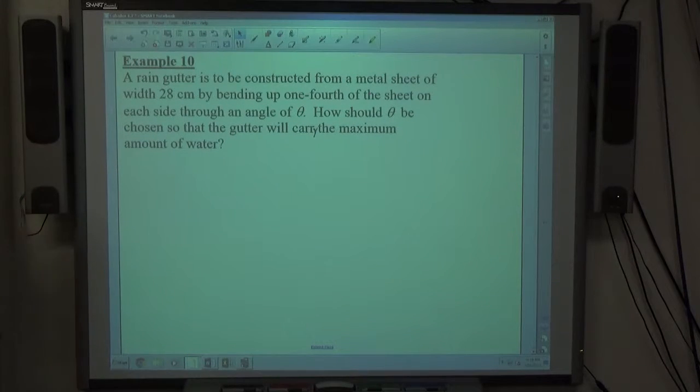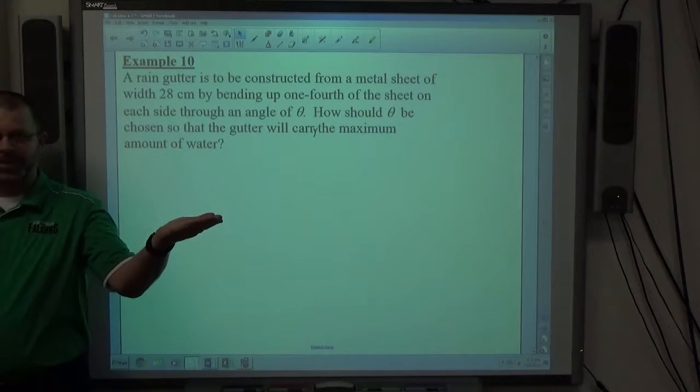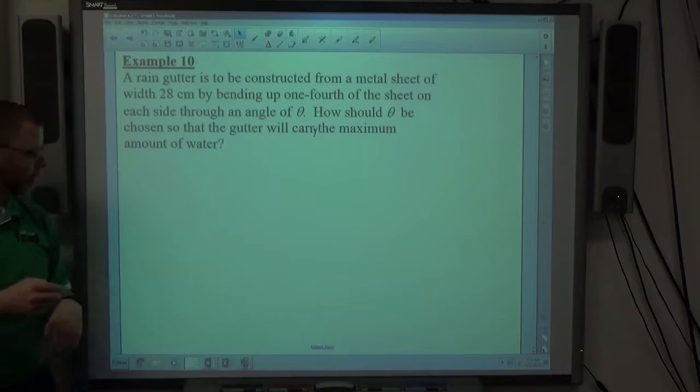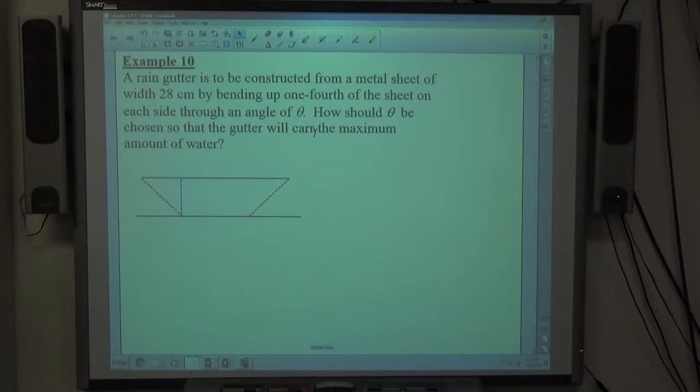So anyway, 1/4 of the sheet on each side to an angle. Its width is 28 centimeters, 1/4 of that is 7, so we're taking 7 centimeters and folding it up, leaving 14 centimeters in the middle. So it kind of looks like that, if you can imagine.